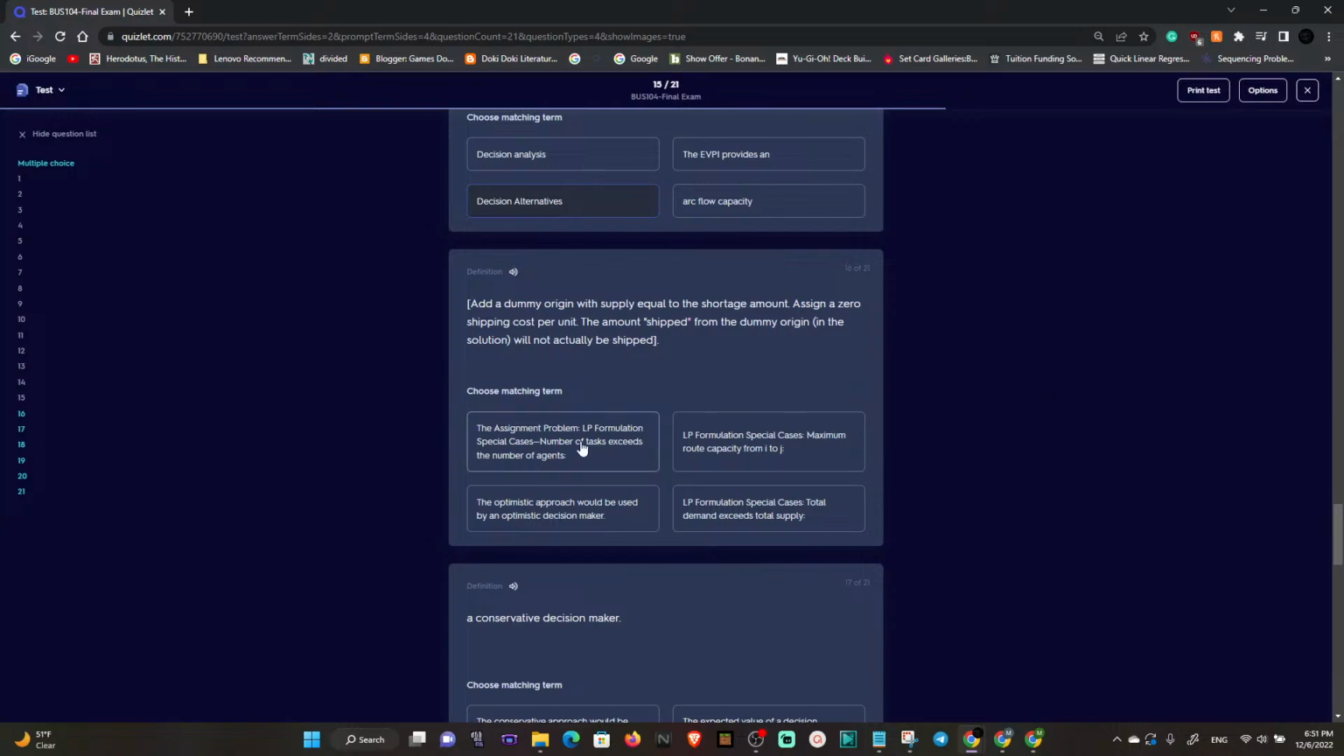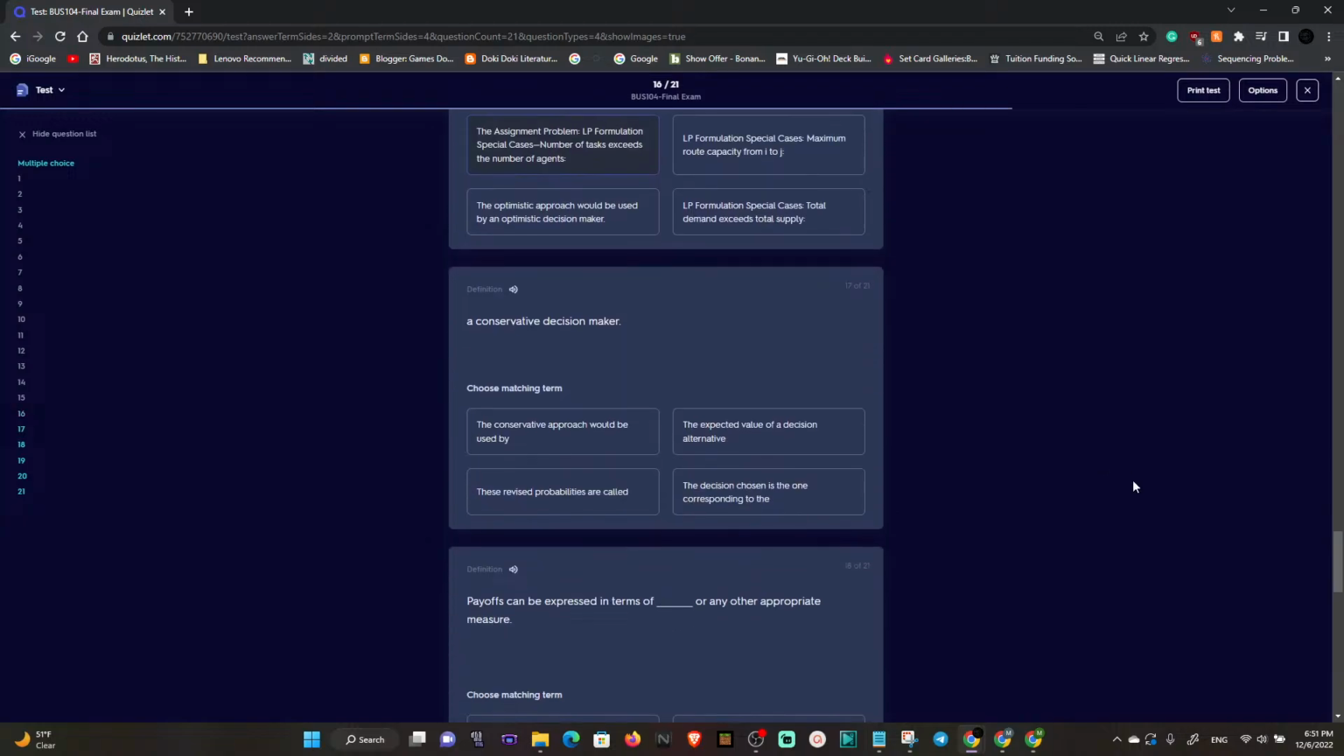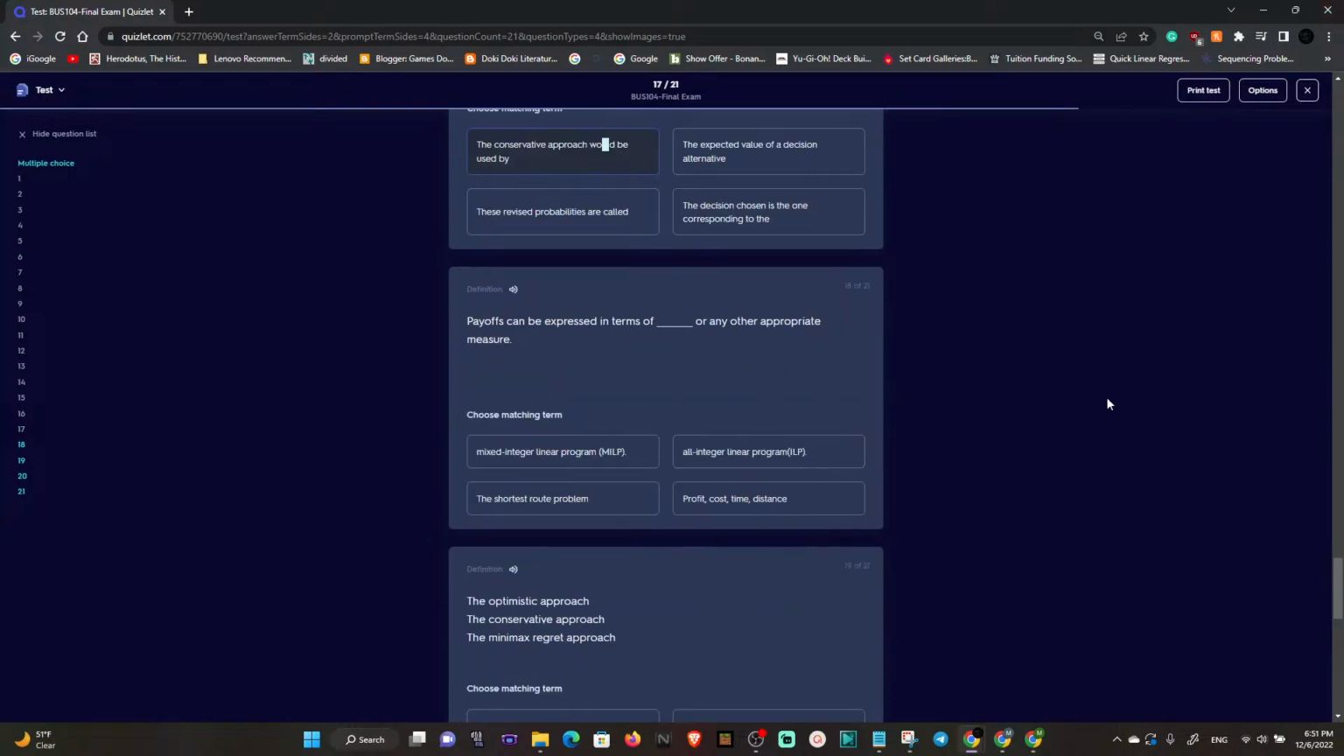Tasks exceed the number of agents. A conservative decision maker. A, the conservative approach will be used by. Payouts can be expressed in terms of blank or any other appropriate measure. It's D.